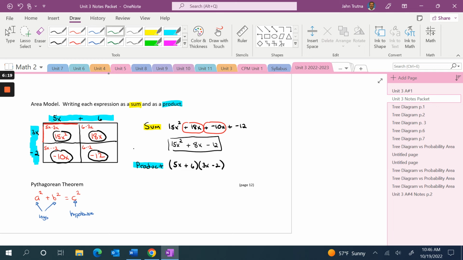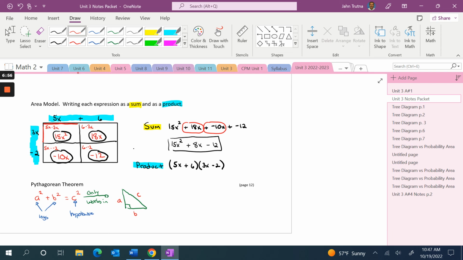Now, Pythagorean theorem, here's the key in it. It only works in right triangles. Okay, so you have to have a right triangle in order for Pythagorean theorem to work. And the c part is always the hypotenuse. The hypotenuse is always across from the 90-degree symbol. And then the a and the b are what we call the legs of the right triangle.